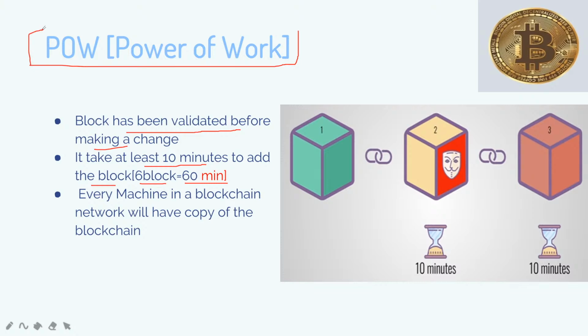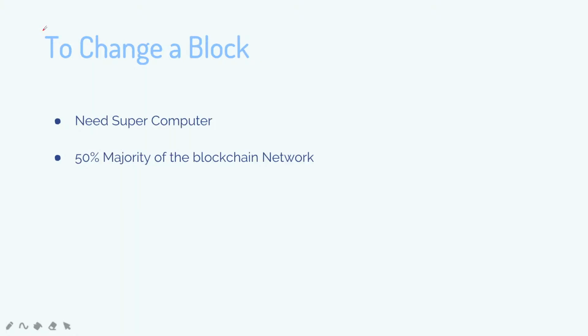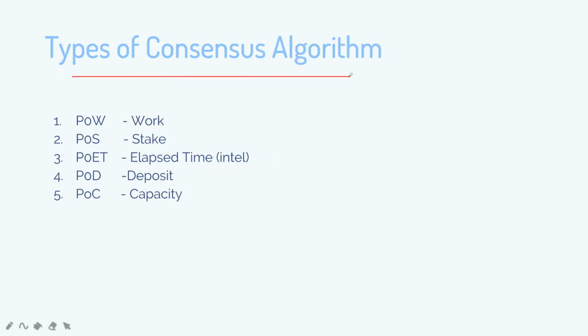So the consensus algorithm is used to add a block, and to change a block we need a 50% majority of the blockchain network. We already discussed this 51%. Like proof of work, we have POS, that is proof of stake, then POET, proof of elapsed time, then POD, proof of deposit, and then POC, proof of capacity. Here you can see proof of elapsed time is an algorithm introduced by Intel.